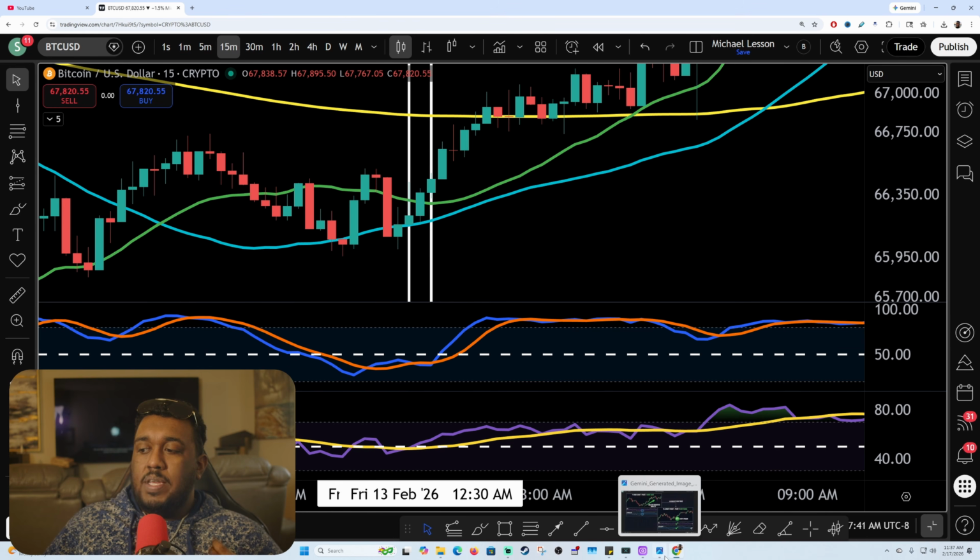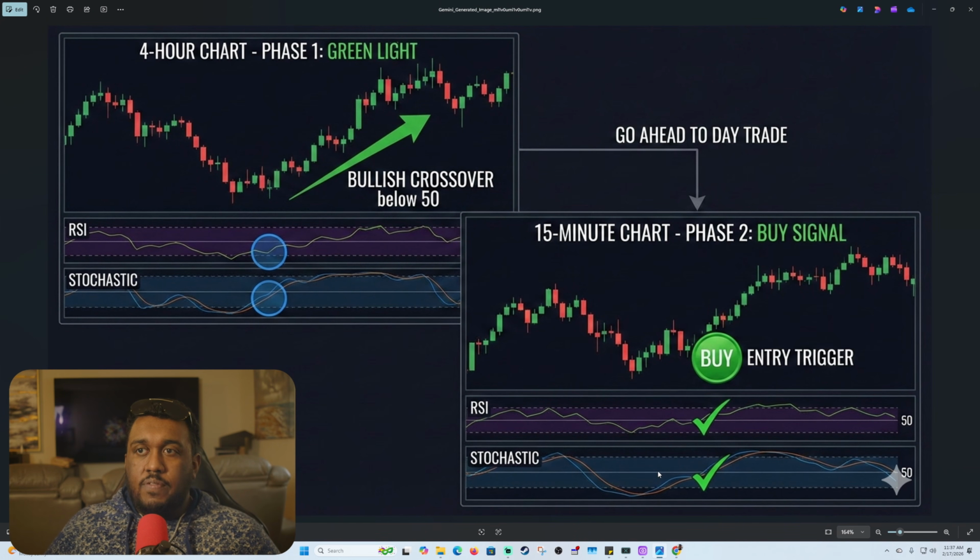So let me show you what that means in like an illustration, if you will, right? The 4-hour chart gives you the green light. If you see the RSI crossover and the stochastic crossover happening, at least one below the 50 line, that allows you to day trade, right? That means you're trading with momentum. You're not getting burned. You're not buying and then it goes down. You're not shorting and then it goes up, right? After that, you get the go ahead to day trade.